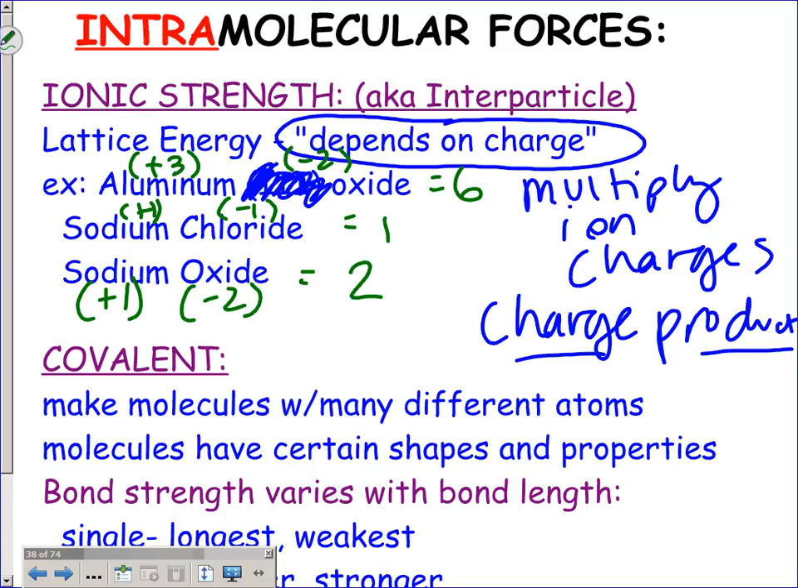2. So, who has the strongest ionic bond? Aluminum oxide. Who's next? Sodium oxide, and then next? Sodium chloride. Okay, so the reason I'm telling you that is because what we have to do now is rank them in accordance with boiling point, or rank them in accordance with how strong their bonds are.